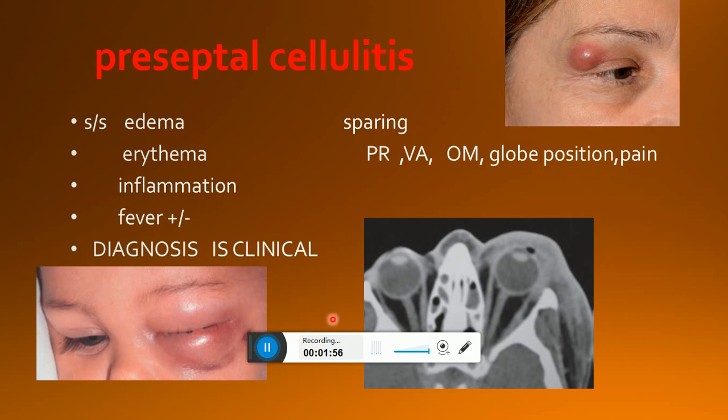Imaging is with MRI and CT. Imaging is not indicated unless orbital cellulitis or lid abscess is suspected, or if there is a failure to respond to therapy.